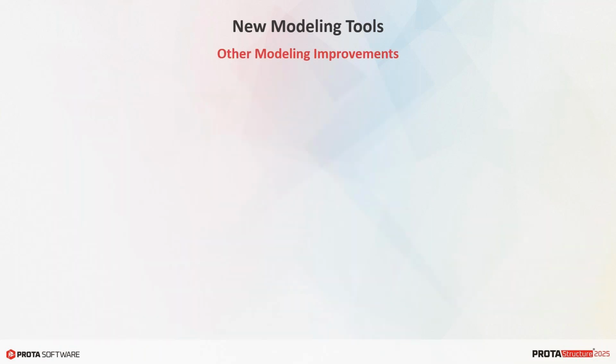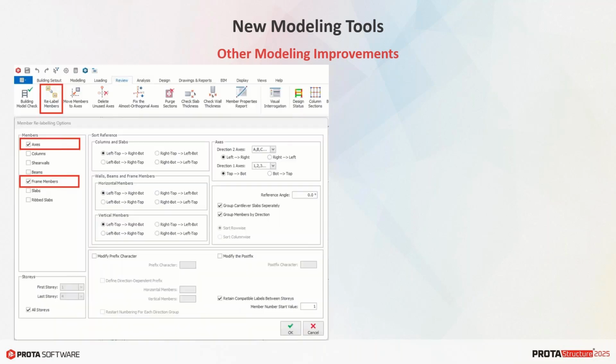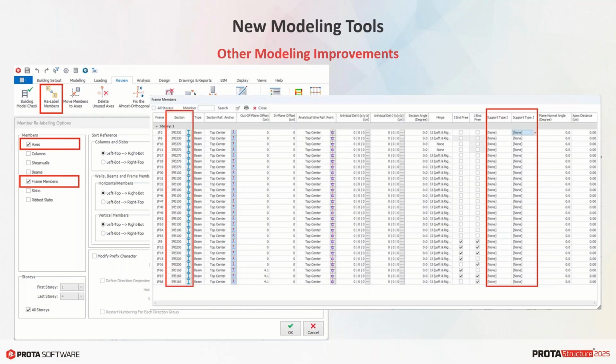And other modeling improvements: there are several other improvements and user requests actually, such as relabeling axis and frame members. Now you can relabel axis and frame members, and relabeling options for other steel members are also coming soon. We continuously improve the member tables as we introduce new member types and features for the members. Recently, we have included editing of section and support types in this table, so you can edit these properties for a set of members at once.